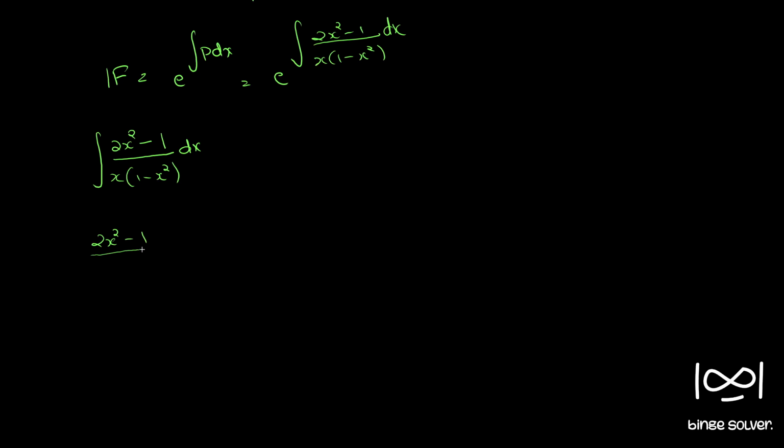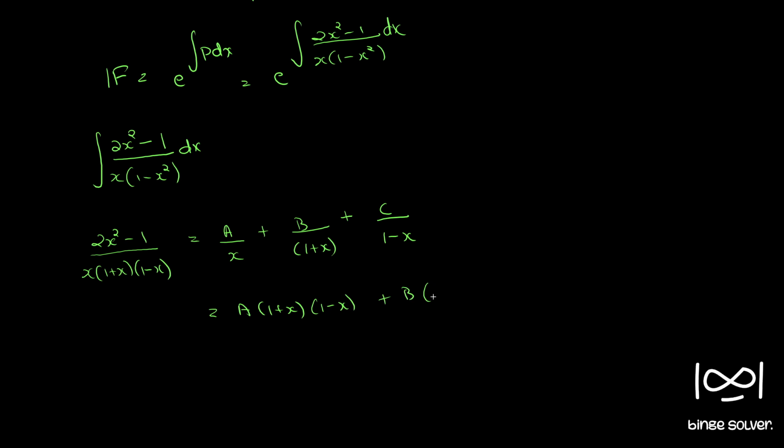2x square minus 1 by x into 1 plus x into 1 minus x is equal to, so this is linear, a by x plus b by 1 plus x plus c by 1 minus x. So this becomes a into 1 plus x into 1 minus x plus b into x into 1 minus x plus c into x into 1 plus x. If you equate the numerators, we will get this.